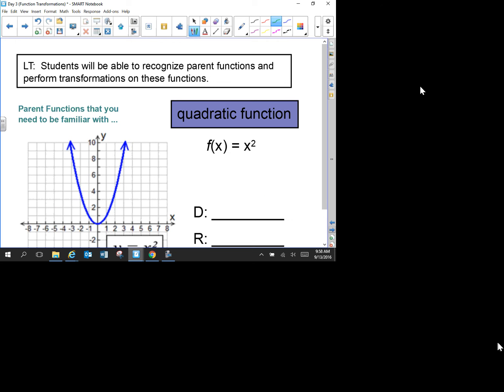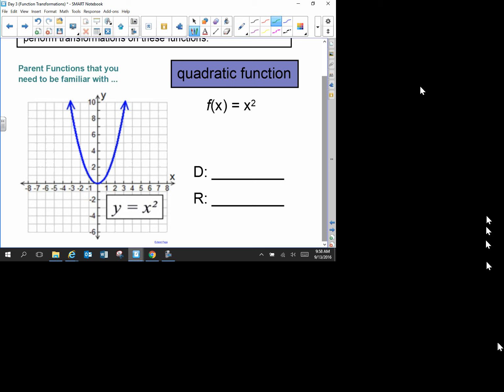x squared. If I was to find the domain, I'm going to have to flatten that thing down. Okay, I flatten it, and everything gets pulled down. For my domain, making that go forever, it is all reals.